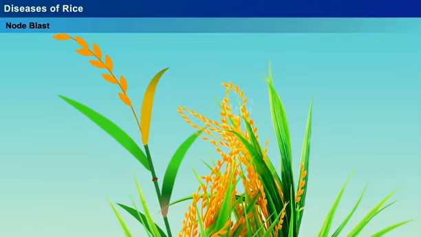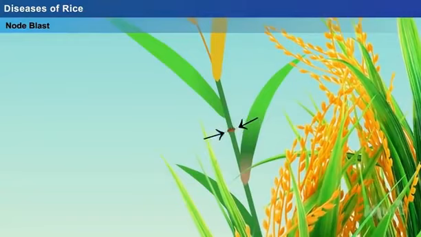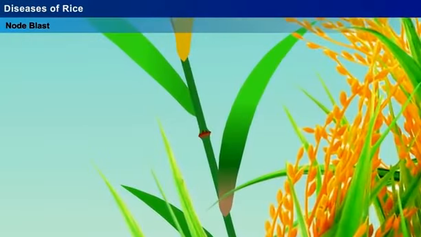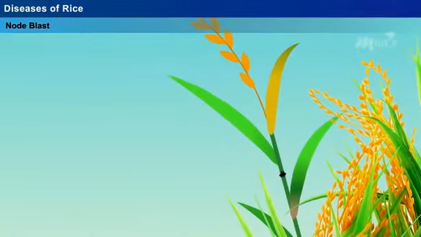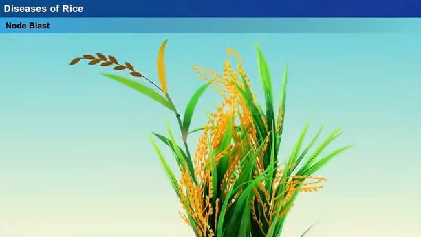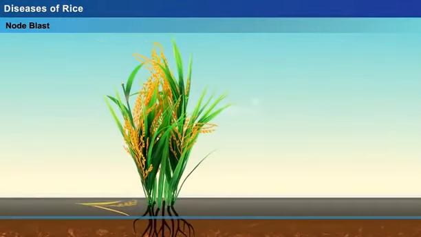Node blast. Lesions appear on the stem nodes, changing the color of the rice tissue from brown to black. Culms and leaves at the infected node turn straw-colored and finally fall off.